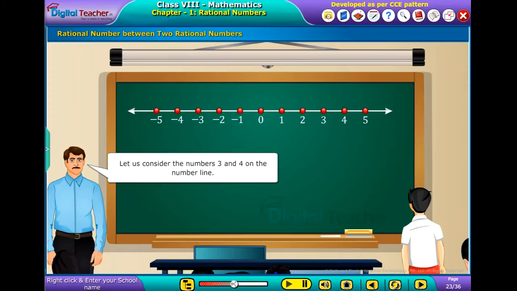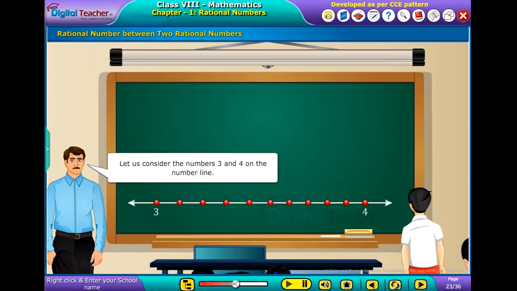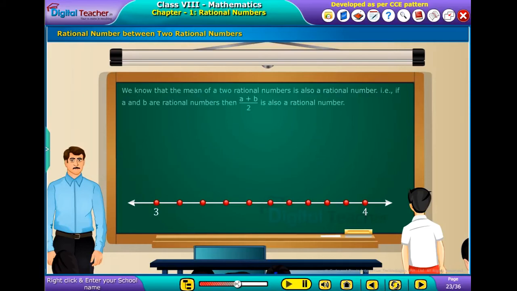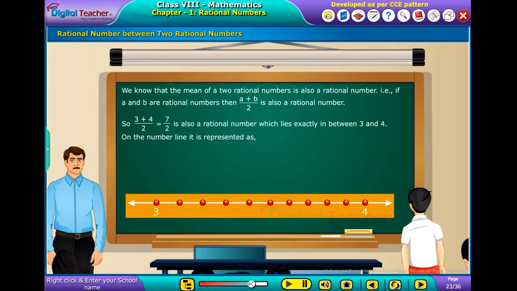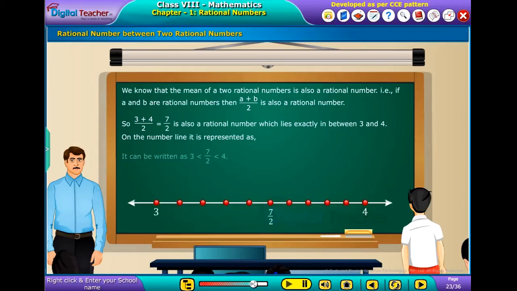Let us consider the numbers 3 and 4 on the number line. We know that the mean of two rational numbers is also a rational number. That is, if a and b are rational numbers, then (a plus b) by 2 is also a rational number. So (3 plus 4) by 2 is equal to 7 by 2, which is also a rational number that lies exactly in between 3 and 4. On the number line, it is represented as shown. It can be written as 3 less than 7 by 2 less than 4.